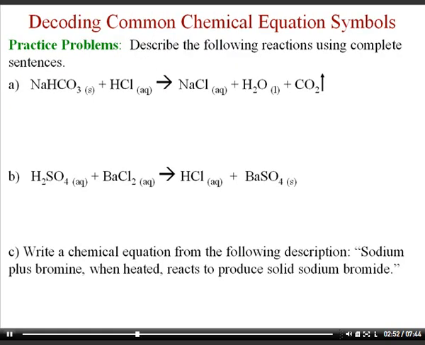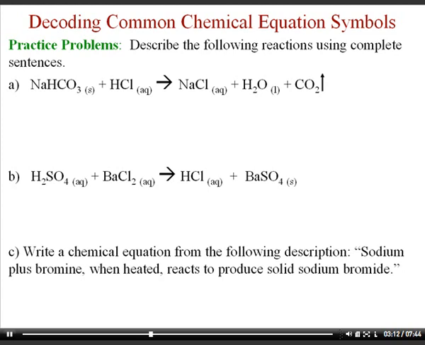Now on the next slide we do some practice problems, taking a chemical equation and writing a sentence that describes it. And then in letter C we're going to take a sentence and we're going to decipher the words and write the symbols for the chemical equation. So we go from the chemical symbols to a sentence, or from a sentence to the chemical symbols.